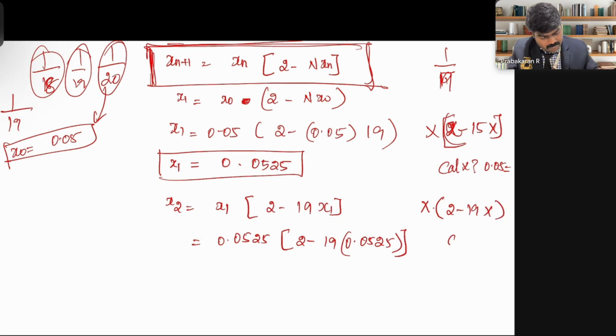19x and then go with the calc function. Now it will ask for the x input. You can simply press 0.0525, then press the equal symbol. You will get the answer instantly. The answer is 0.526.